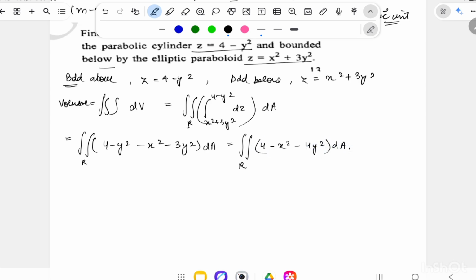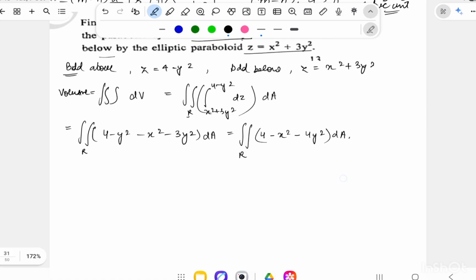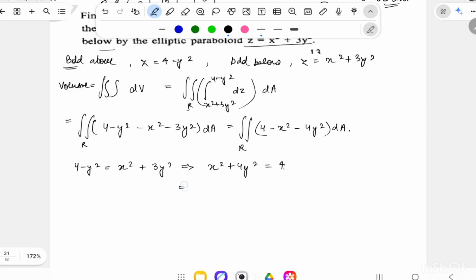Now from here on, let's first find the intersection points of these two given curves, that is the parabolic cylinder and the elliptic paraboloid, in order to get the limits of y and x. If they are intersecting, then z must be equal somewhere, so that gives us 4 minus y square equals x square plus 3y square. So from here we get x square plus 4y square equals 4, which gives me x square by 4 plus y square equals 1. So this is basically the equation of an ellipse.